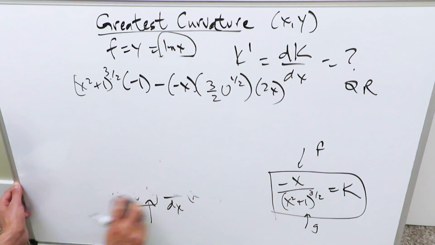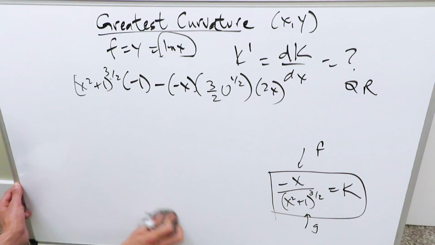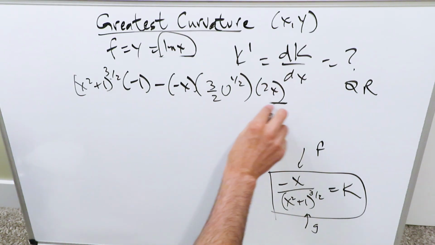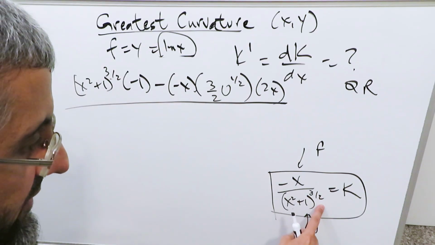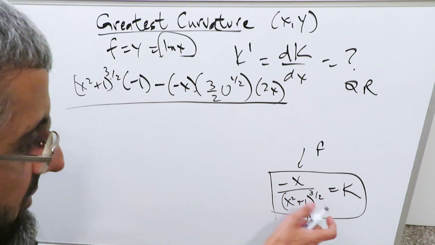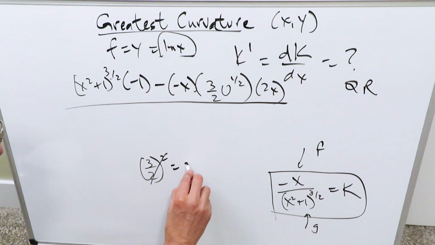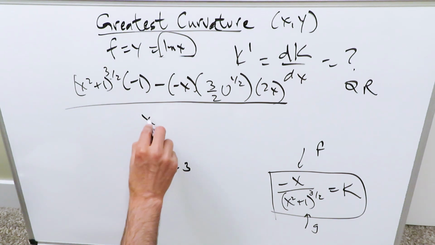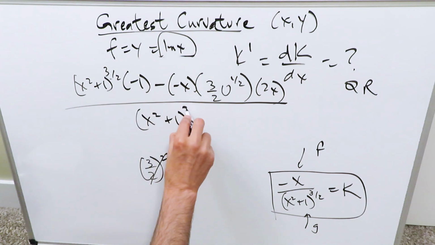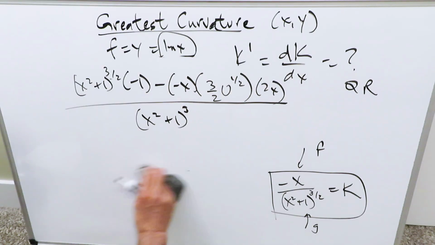Now we're looking at the denominator item. The denominator item is just g squared. You're going to square your entire denominator. You take this to the power of 3 over 2 and you square it, you'll have it to the power of 3. You have an exponent 3 over 2, you square it, these cancel out, you have an exponent 3. You're looking at x squared plus 1 to the power of 3. That represents your g squared, and you're good.